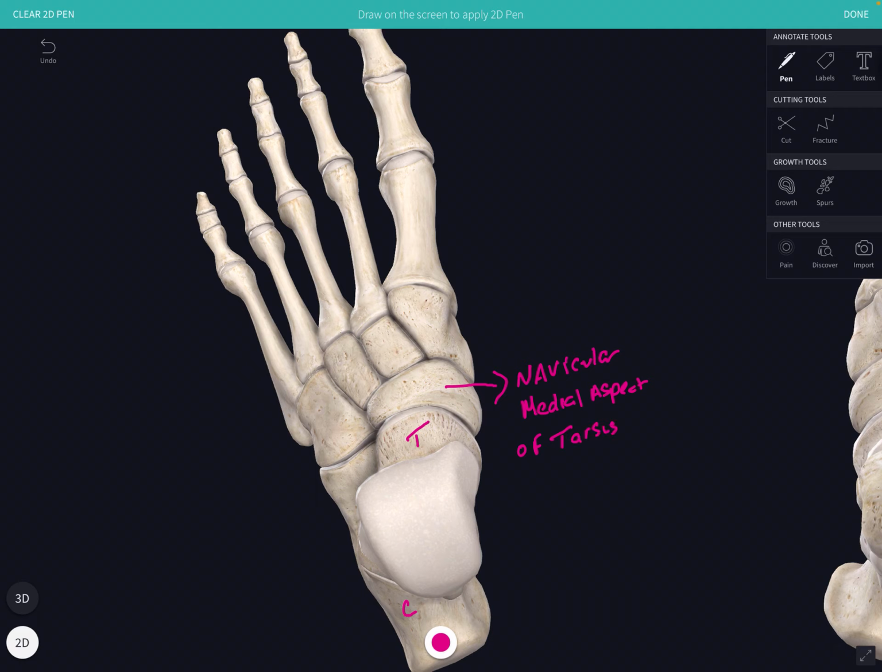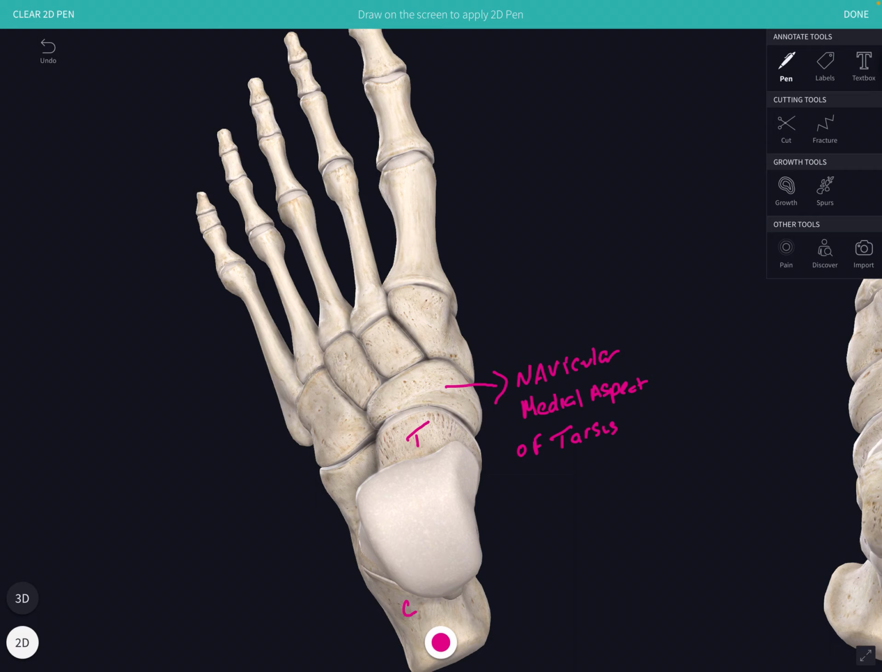Okay, so the navicular lies between the talus and the cuneiform bones and is frequently described as being boat-shaped. The posterior surface of the navicular has a large oval, concave articular facet which articulates with the head of the talus. The anterior surface of the navicular is divided into 3 areas by a series of ridges, and the anterior surface of the navicular articulates with the cuneiform bones.